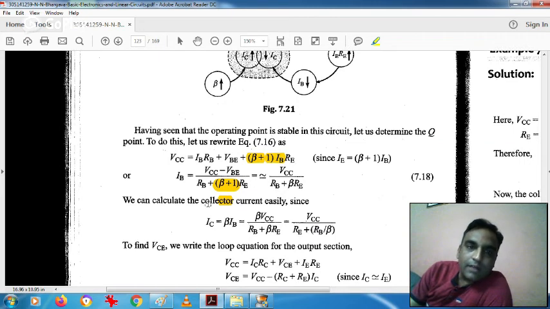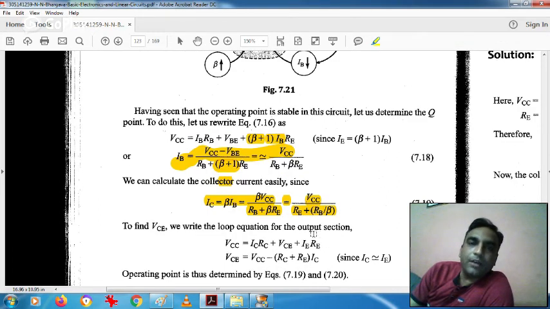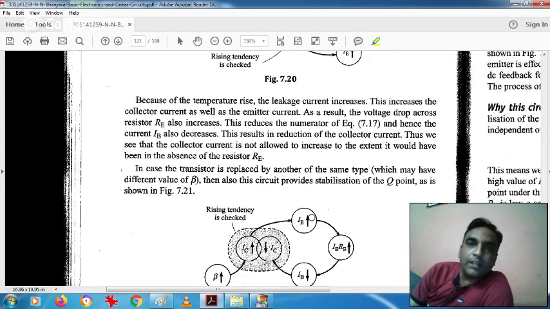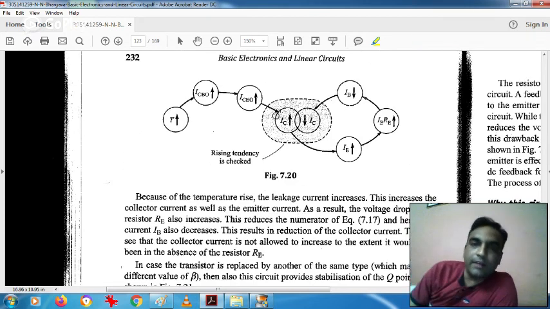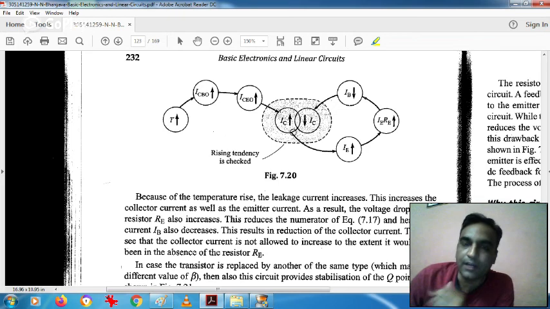Now what we have to find is the Q point. The Q point has IC equal to beta IB. So whatever equation of IB we found will be put over here, and we will get the equation of IC like this. So this is how you can find the Q point. Now let us come to thermal runaway, and how this circuit can stop it.